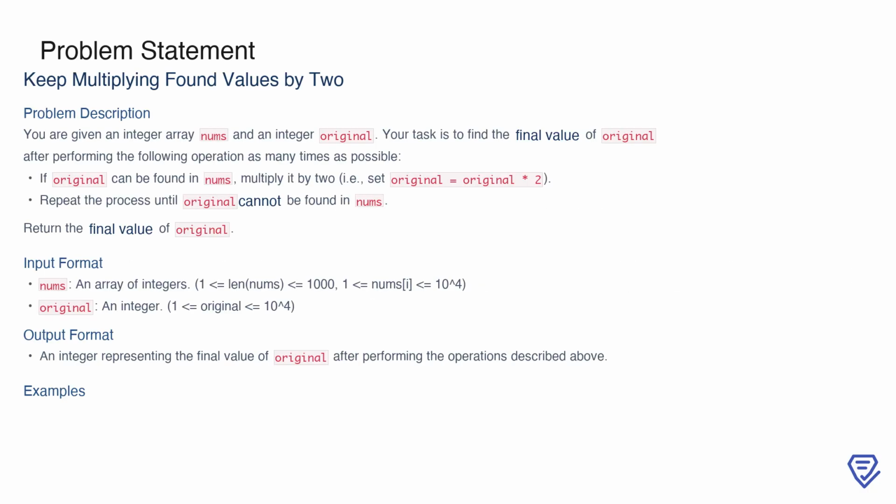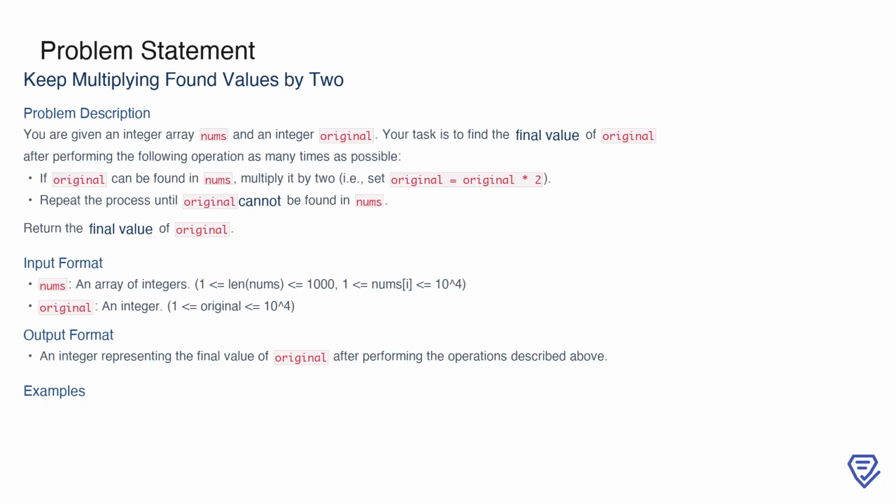The problem is called keep multiplying found values by 2. In this problem, you are given an integer array called nums and another integer called original. Your task is to repeatedly check if the value of original exists in the array nums. If it does, you multiply original by 2 and continue this process until original can no longer be found in the array. Once this condition is met, the process stops, and you return the final value of original.